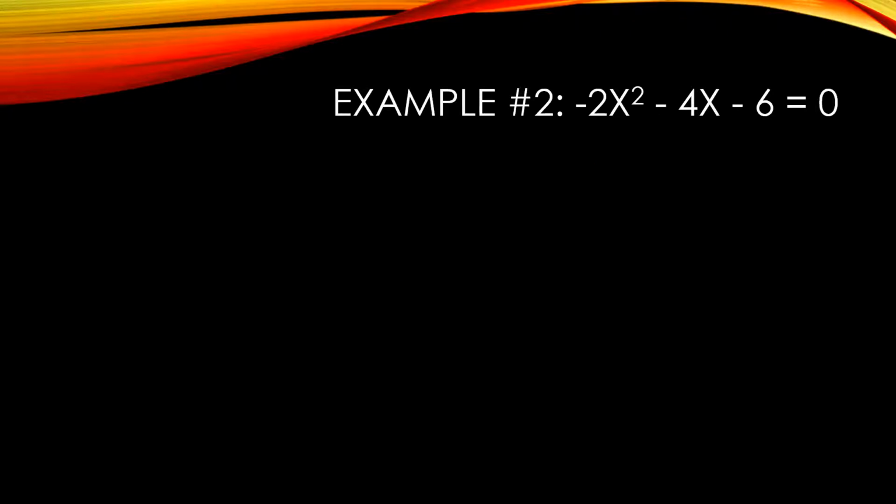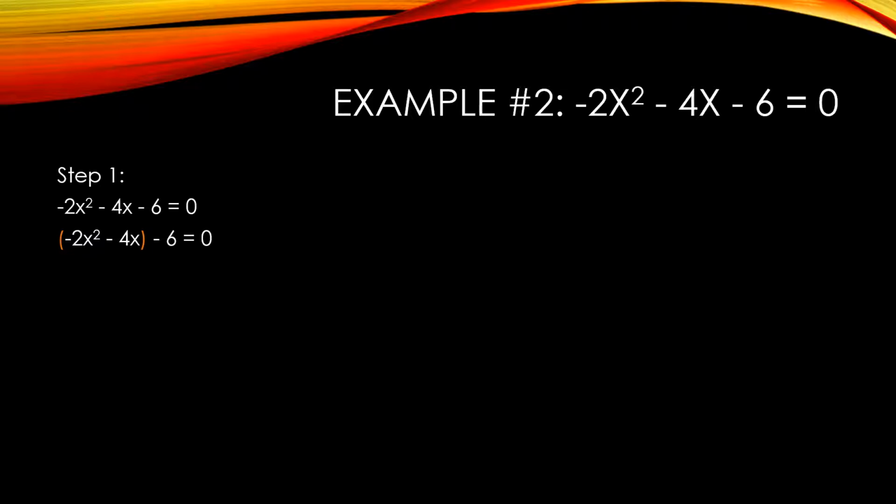So looking at example number 2, that's negative 2x squared minus 4x minus 6 equals 0. Starting with step number 1, where we bracket off the first two terms, both of them with variables. Here we're going to put brackets around negative 2x squared and negative 4x.